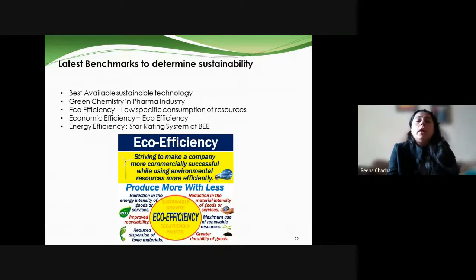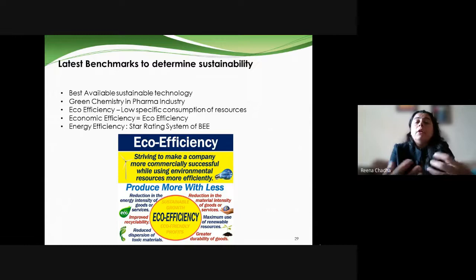Again, we have best available sustainable technologies nowadays. Then we have green chemistry in the pharma industry, for example. Earlier, with 1 liter of pharma product, you could pollute 10,000 liters of clean water. That is the level of pollution a pharma industry can create because of the kind of chemicals and the kind of recalcitrant compounds which were there in the pharma industry effluent.